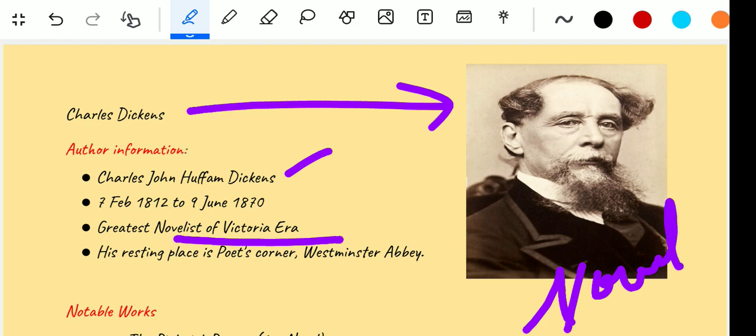When we say drama, Shakespeare comes to our mind, right? Likewise, when we say novel, he has to come to our mind. Charles Dickens, greatest novelist of which era? Victorian era. So 1812 to 1870 is his lifetime. And after his life, he was buried at Poets' Corner, Westminster Abbey.